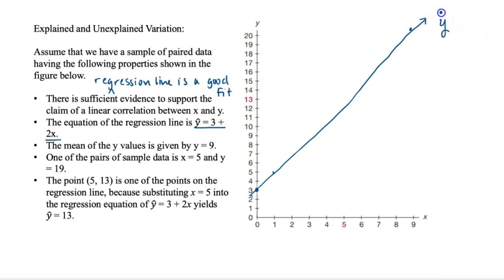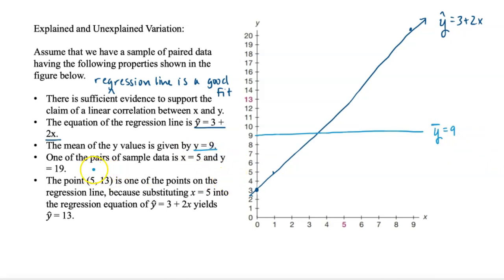Y hat is equal to 3 plus 2x. Our regression line. Now we're given that the mean of the y values is y equals 9. So what I'm going to do is draw a horizontal line through y equals 9. This is the mean of all y values, y equals 9. Because this is a mean, I'm going to put this bar over the y.